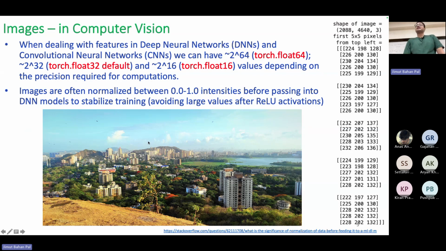So this is a 3-channel image. Here, when we are selecting the first 5 cross 5 pixels, we can see each is composed of 3 values. So this is an individual pixel value: 224, 198, and 128.